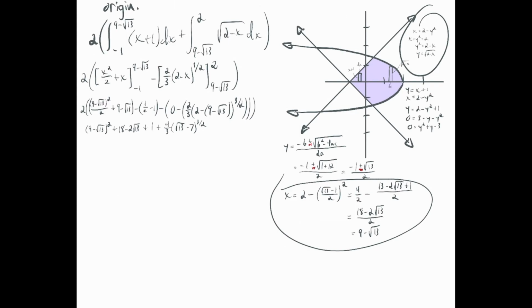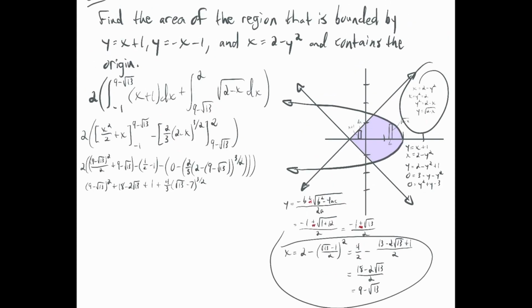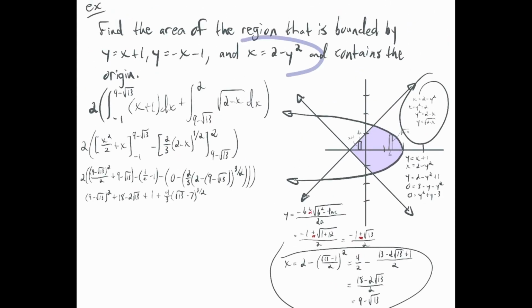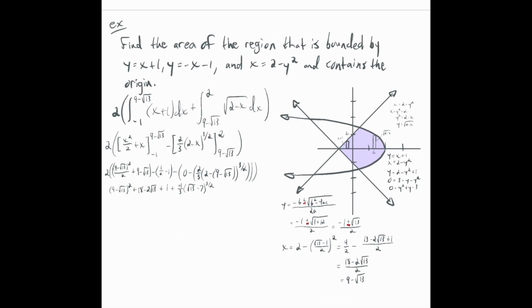That's primarily because one of the equations we were given has x as a function of y rather than y as a function of x. That's one clue that you might want to use a horizontally aligned rectangle rather than a vertically aligned rectangle. So that is that.